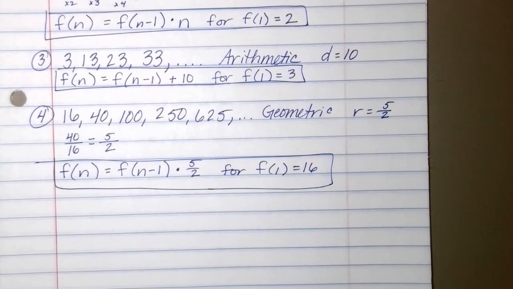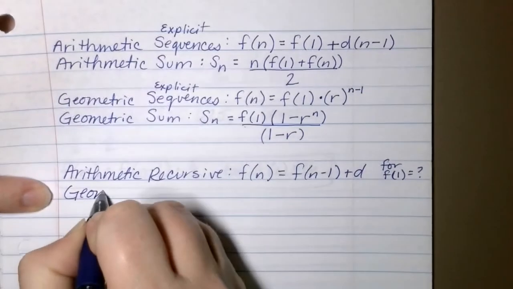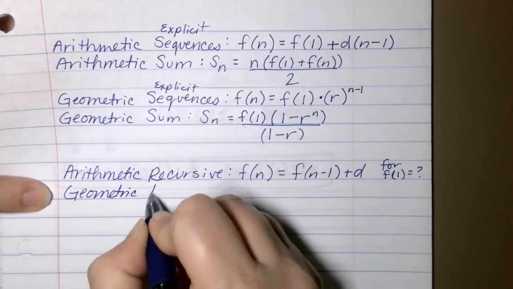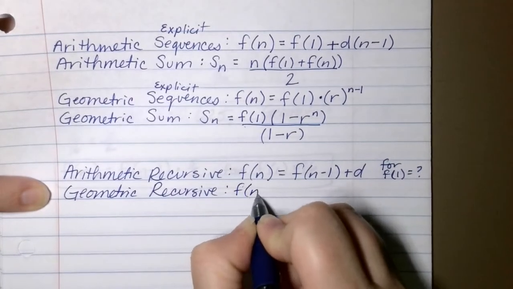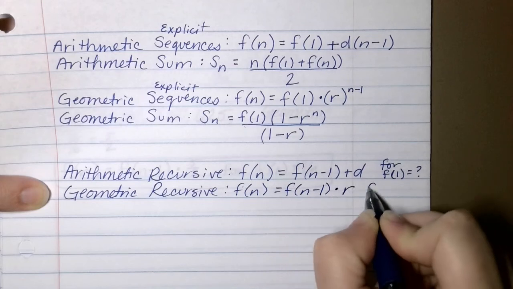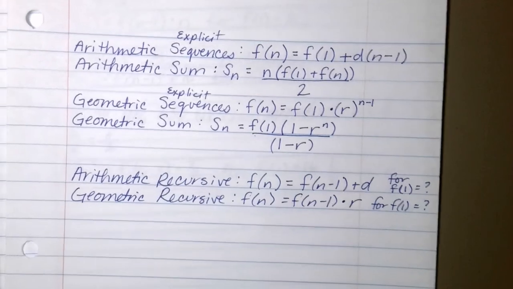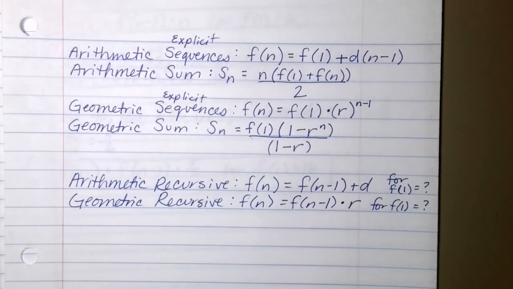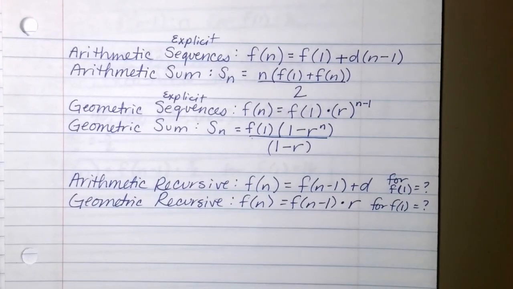So let me come back here for a minute. Geometric recursive: f of n equals f of n minus 1 times r for f of 1 equals whatever. Okay, I still have 2 more examples, but let's look at this list of equations for a minute, or formulas. We have 6 formulas here, and I want to distinguish a few of them for you.